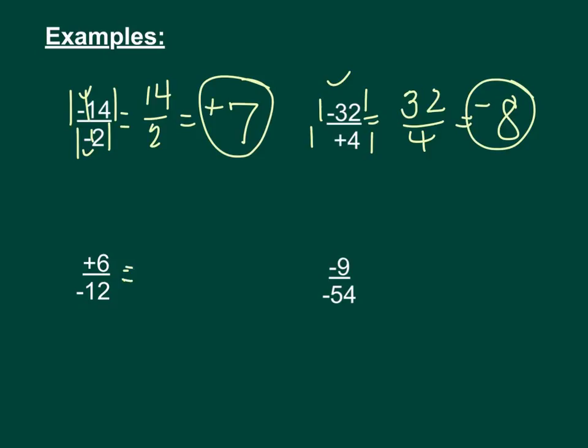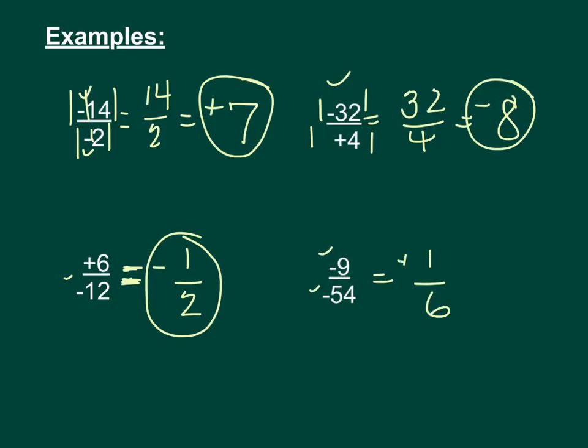Down here, I've got 6 divided by 12. Well, that's not something that I can actually divide, so I really just need to look at reducing that. That becomes 1/2. I only have one negative, therefore my answer is negative 1/2. Over here, again, same thing. My denominator is larger. I really just need to look at reducing. I know that 9 goes into both, so that's 1/6. I've got 2 negatives. My answer is positive 1/6.